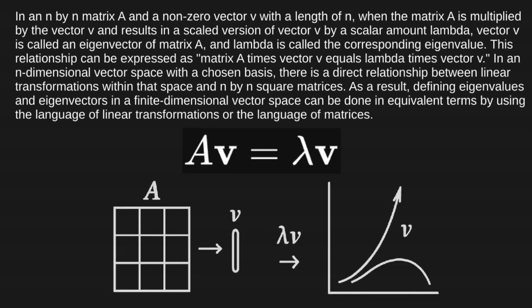In an n-dimensional vector space with a chosen basis, there is a direct relationship between linear transformations within that space and n by n square matrices. As a result, defining eigenvalues and eigenvectors in a finite-dimensional vector space can be done in equivalent terms by using the language of linear transformations or the language of matrices.